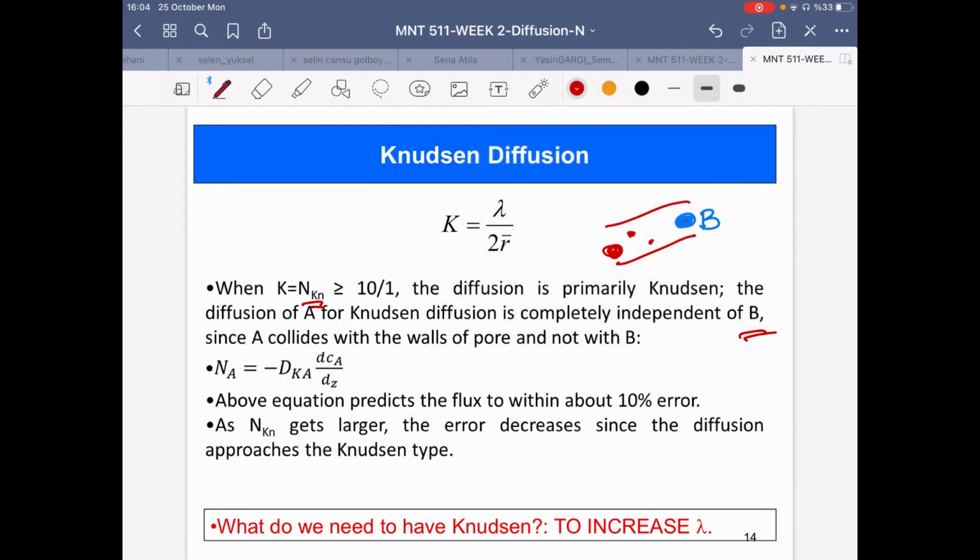But this A is too big, and this B is too small, so this follows maybe molecular collision, but my molecule A is hitting the walls. It cannot control itself. It hits the walls before it hits another molecule. So A collides with the walls of the pore and not with B. That's what it means. This is as if there's no B.